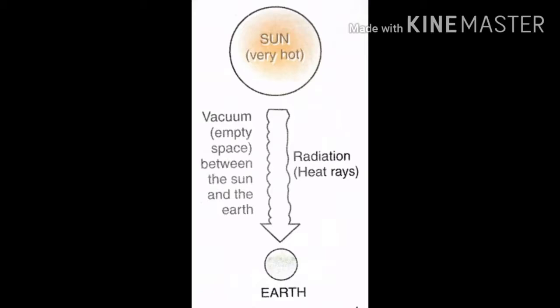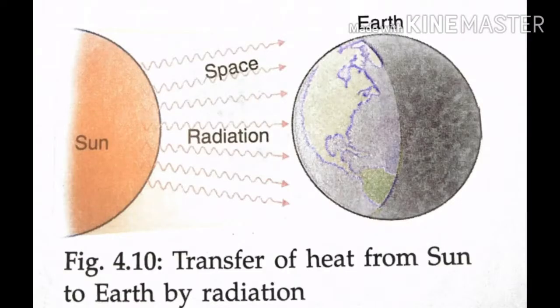Transfer of heat through radiation can take place in all forms of matter like solid, liquid and gases. Conduction only takes place in solids. Convection takes place in liquids and gases only. But radiation takes place in all forms of matter, solids, liquids and gases.